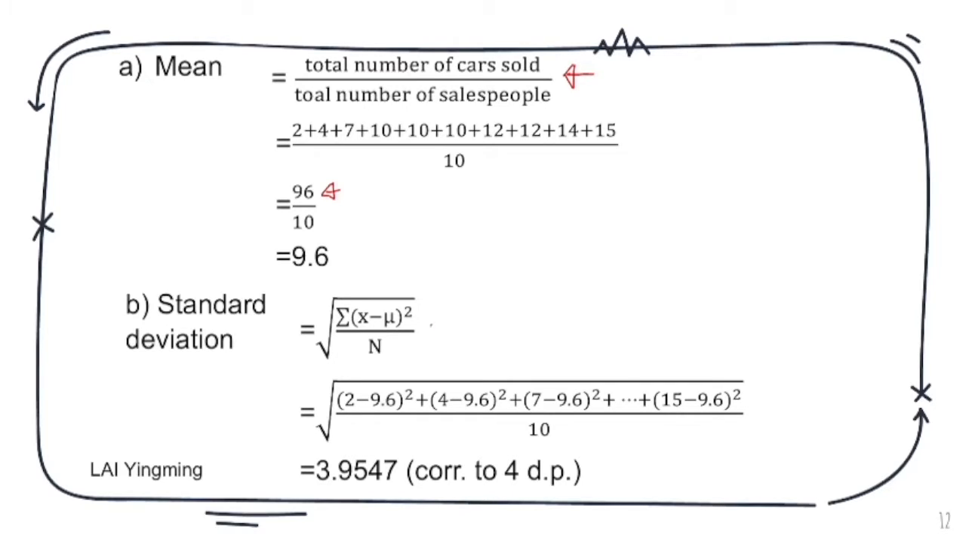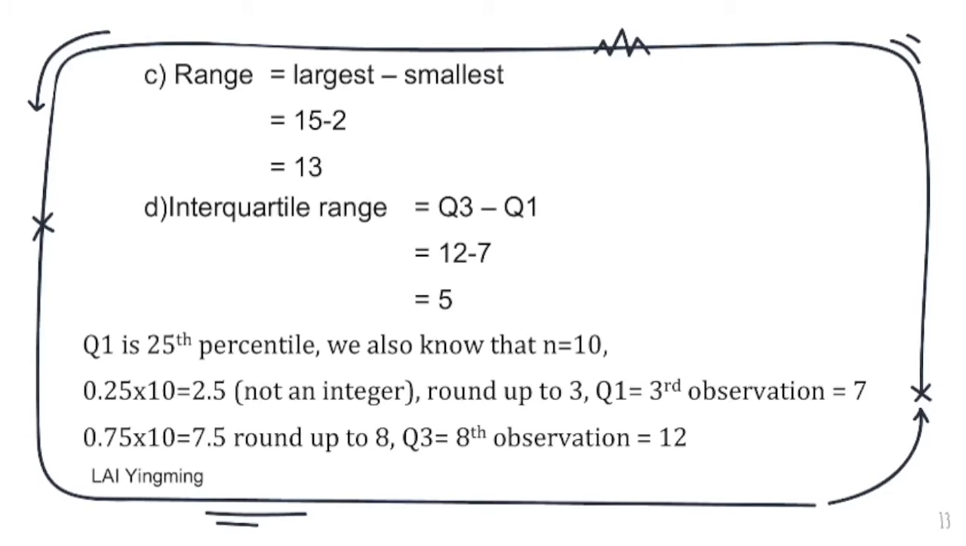The standard deviation is the square root of the sum of x minus mu, all squared, divided by n. When we substitute the numbers into this formula, we will find that the standard deviation is 3.9547, correct to 4 decimal places. For the C part, we need to determine the range. The range is the largest minus the smallest. In this case, the largest is 15 and the smallest is 2. So 15 minus 2, we will obtain the range as 13.